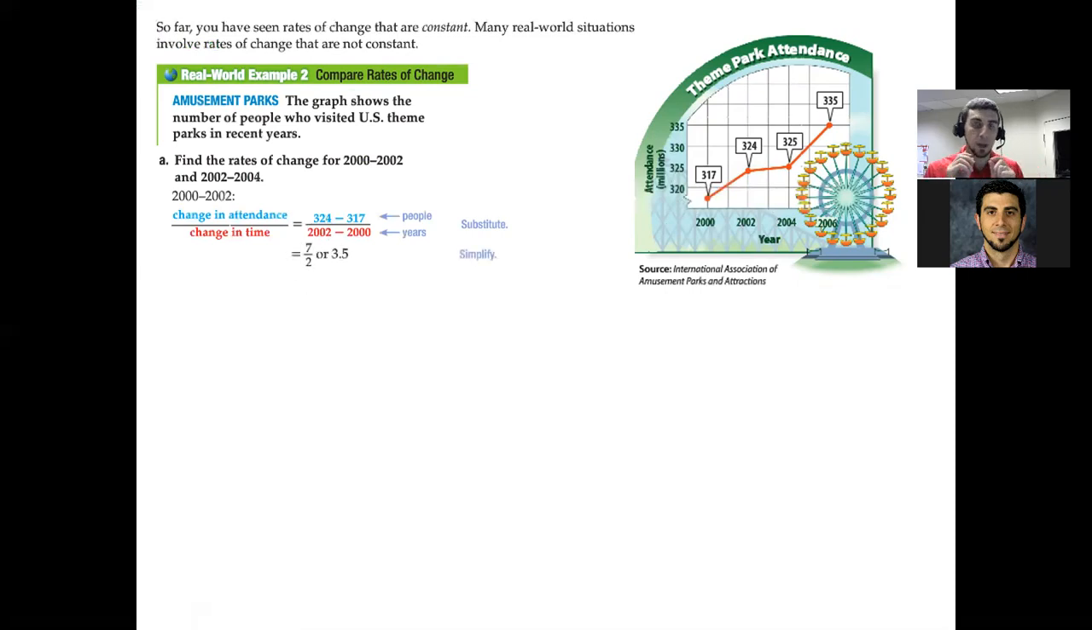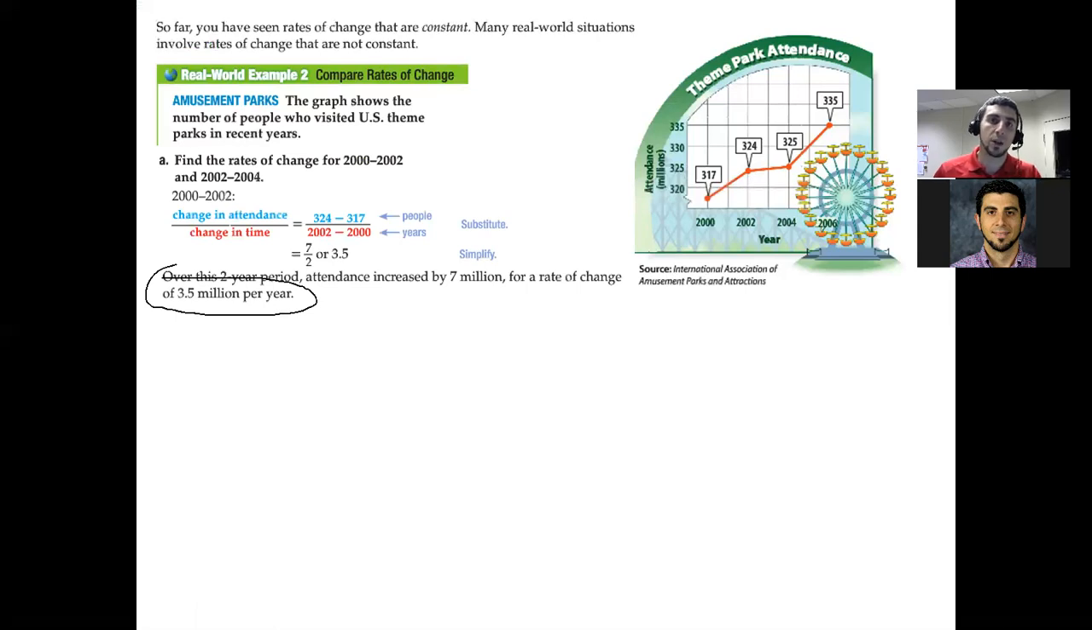But you have to be careful. It's not 3.5 people per year, okay? Because the numbers here don't represent just people, they represent attendance in millions. So over this 2-year period, attendance increased by 7 million for a rate of change of 3.5 million people per year. So the final answer is the rate of change is 3.5 million, I would add the word people in there, 3.5 million people per year.